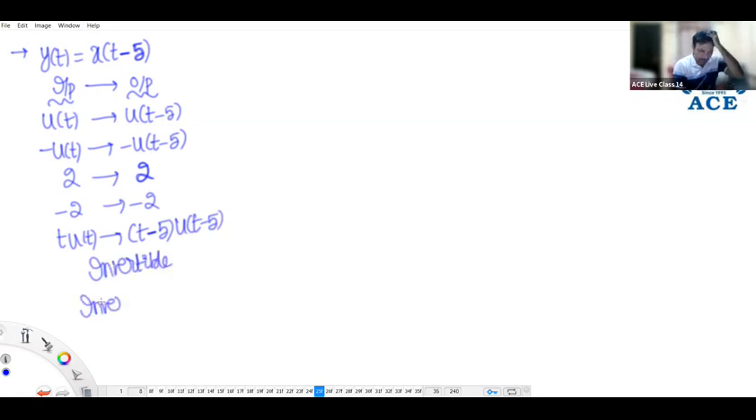So what is the inverse of the corresponding system? Look at the system expression and recover x(t). If you want to recover x of t, t is replaced by t plus 5 in the output. Original system: delay by 5 units. Opposite system: advance by 5 units. Invertible.